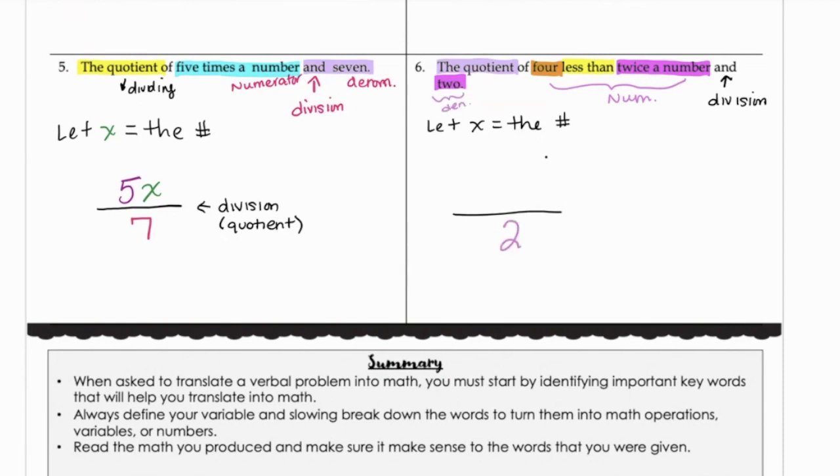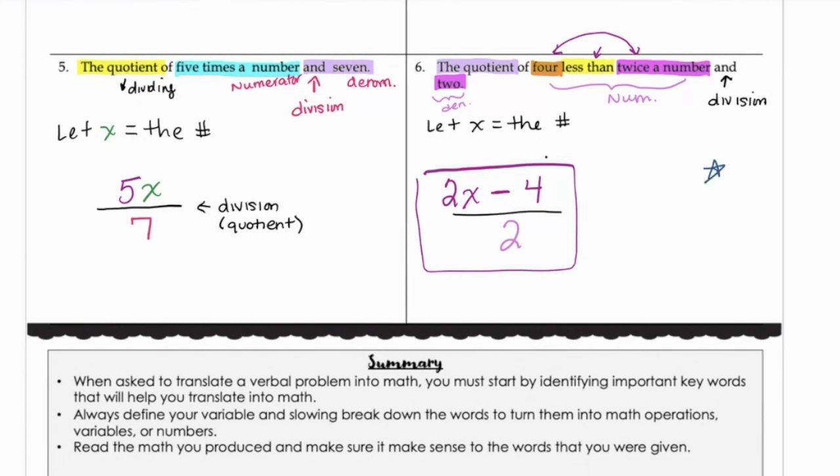But the top piece, we have 4 less than twice a number. Don't forget what this less than does. This less than tells me to switch the order. So I know it's subtraction, but where should I put that 4? In the front or in the back? The 4 has to come in back. And then it says twice a number. Twice a number, 2 times our x, comes in front. So here is my final translation. This one might be a little tricky as well.